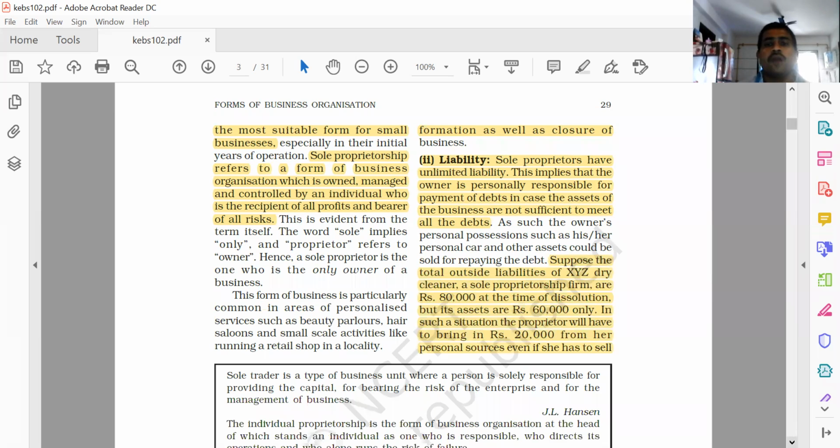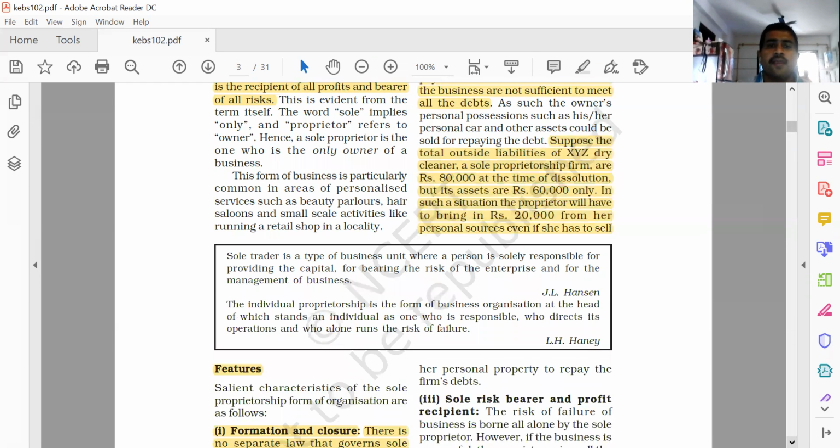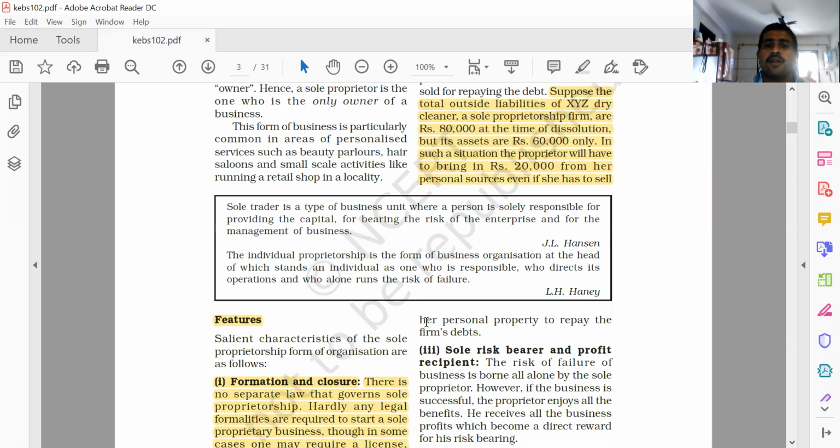Suppose the total outside liability of a dry cleaner XYZ is 80,000, and at the time of dissolution, his assets were 60,000 only. In such a situation, he has to bring 20,000 from his personal resources, and he has to sell his personal property also to repay the firm's debts. So friends, two points we have learned. The first is the formation and closure.